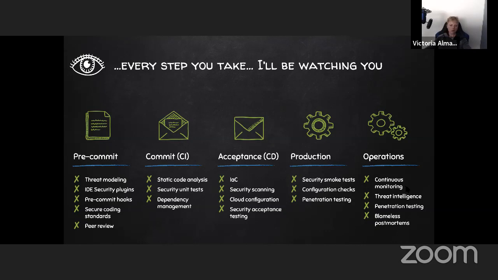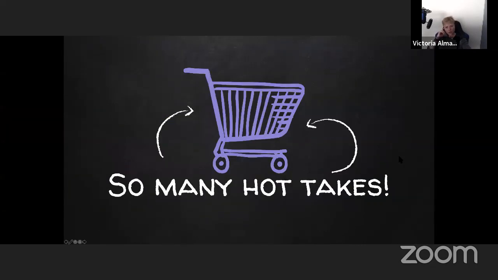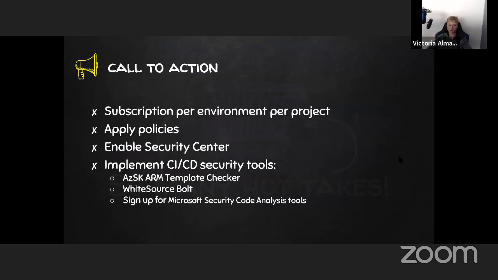And yes, so there are so many hot takes, and like I mentioned, after this session, if you're dealing with the Azure Cloud and Boost subscriptions, the first thing you can do is start with dividing your projects and environments per subscription. Apply some basic policies. If you don't know which of them to start with, you can grab the set provided immediately in Azure with the suggestions. And of course, enable the Security Center.